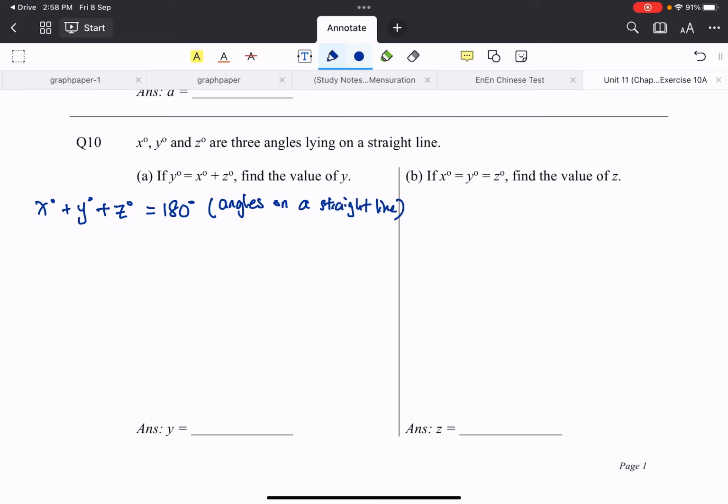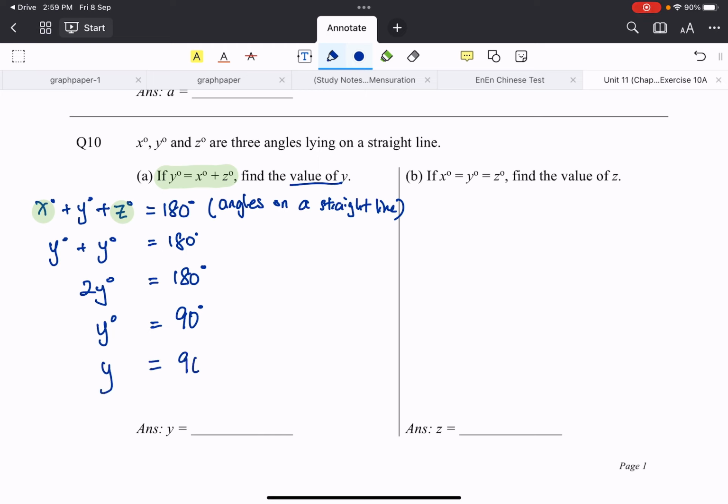Now, what we do know is that Y is equal to X plus Z over here. So X plus Z gives us Y. That means Y plus Y is 180 degrees, because what we did was we added the X and the Z over here. So 2Y degrees equals 180 degrees. Y degrees is equal to 90 degrees. And since we are looking for the value of Y, it is just 90.